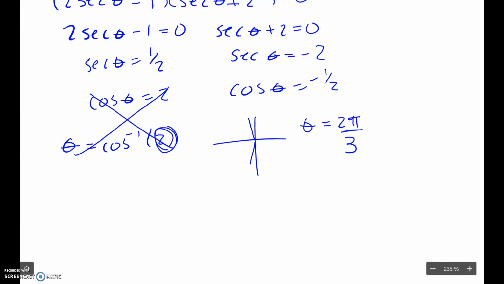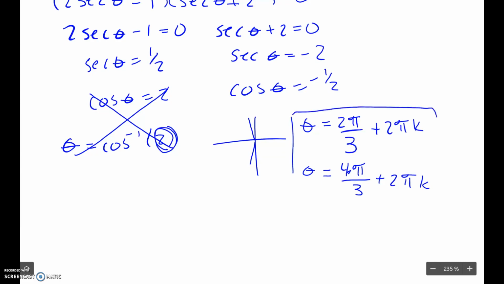and then to get to it again, we have to add 2 pi k. So plus 2 pi k. And then our next one is 4 pi over 3 plus 2 pi k. So those are my answers for this one.